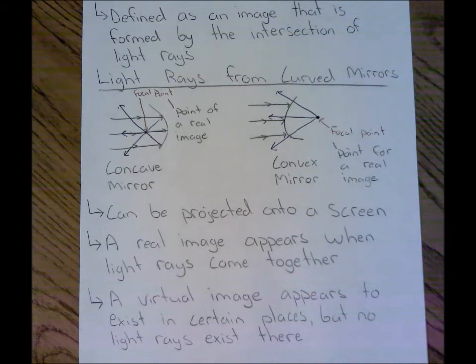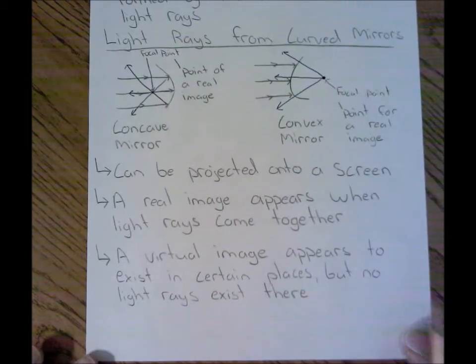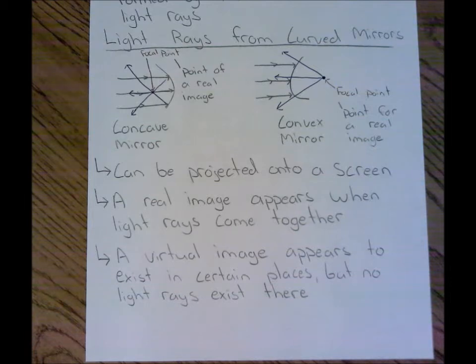And that's why with real images it can be projected, because if you ever used a projector and you've hooked it up to your computer, initially that projected image is really blurry. And so what you have to do is adjust the focus so where those light rays come together, it focuses it on that projection screen. Our final thing here is just an example of a real image, and that's the image seen from a movie projector or a computer screen projector that focuses it, and that focus point is the point where the real image can be seen.